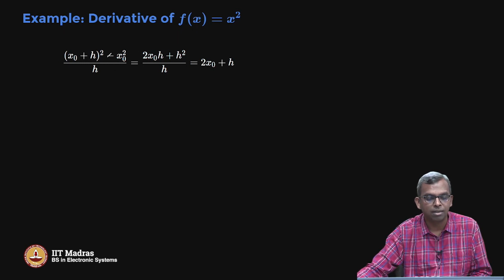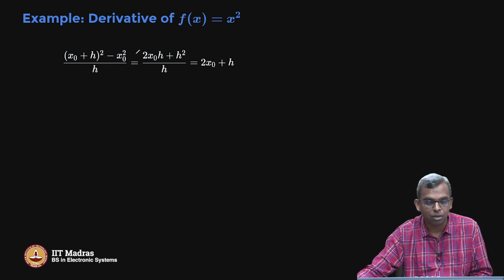You simplify this. The x0 squared will cancel. You will get x0 squared plus 2 x0 h plus h squared minus x0 squared, so the x0 squared cancels and you just get this divided by h. Notice this h is there in all the terms and you can cancel it, and you will get 2 x0 plus h. So this complicated-looking function ended up becoming 2 x0 plus h. Very simple simplification. Do you see that for x squared?